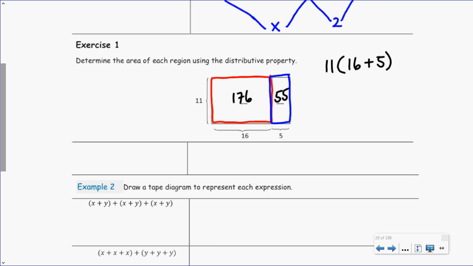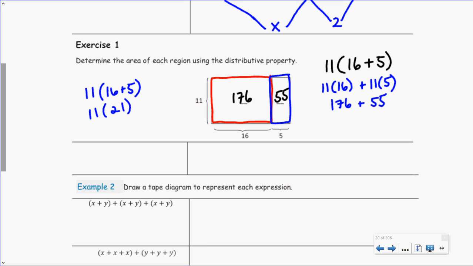So you can multiply 11 times 16, which is 176. And then you can do 11 times 5, which is 55. So that's one way that you can get it. Or you can just do 11 times (16 plus 5), which if you know the numbers, that would be 21, and then you can do 11 times 21. If you work it off to the side, you can use your calculator. And it looks like 231 is our answer. And there you go. You get the same thing whichever way you try it.